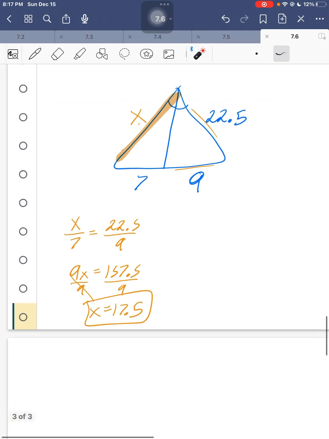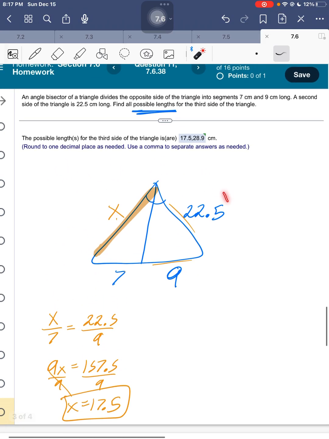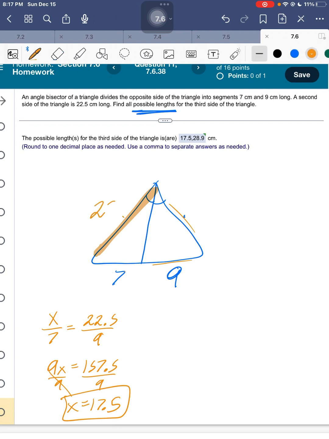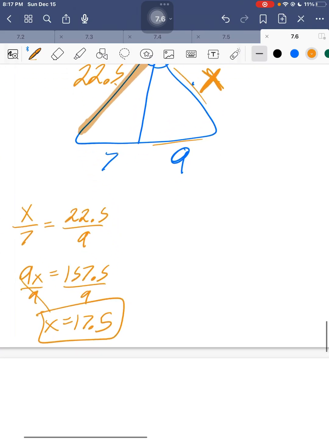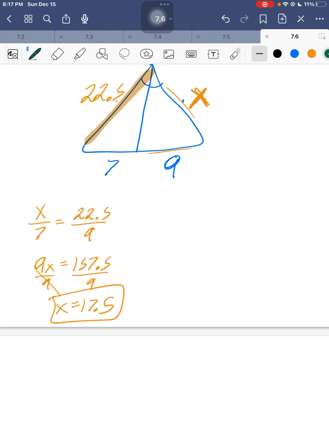But did it specify which side length? Did it say that the second side of the triangle, 22.5, had to be touching the side length of 9? It didn't say that. So we also could have another possible length when this side is 22.5 and this side is your x. So let's solve for that.